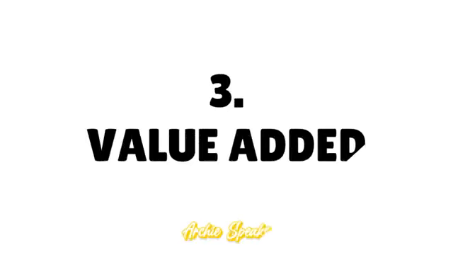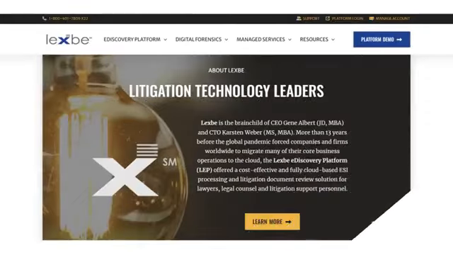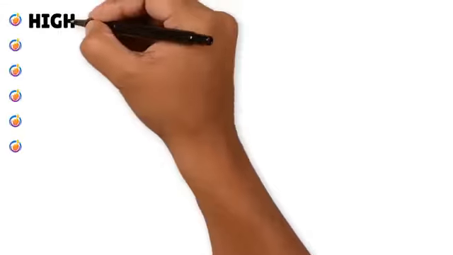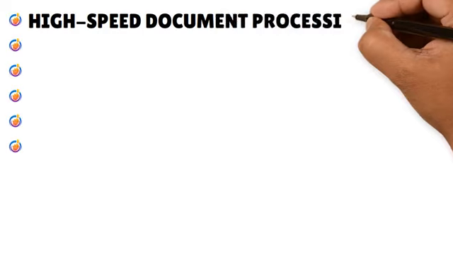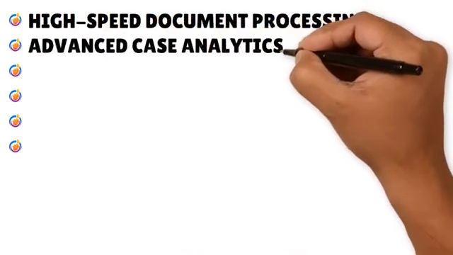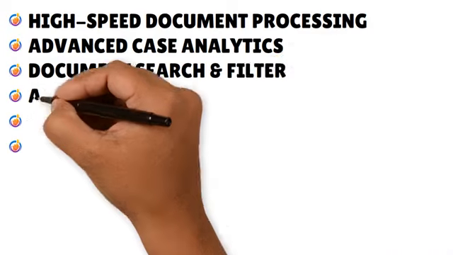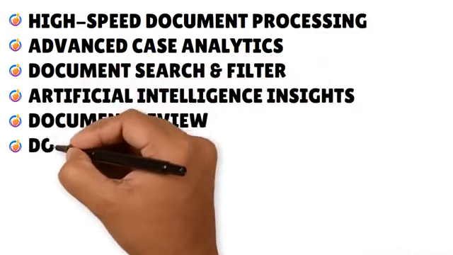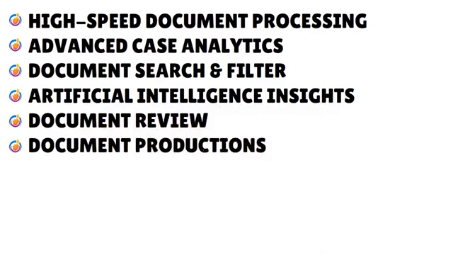Let's talk about the value added here. When you think about Lexbe as an e-discovery platform, there are a lot of things you can do with it. First of all, you can accelerate your e-discovery process. We're talking about high-speed document processing, advanced case analytics, document search and filter, and artificial intelligence insight. The AI insights are really critical in today's environment because you have a constantly evolving judicial ecosystem. You have document review and document production within Lexbe.